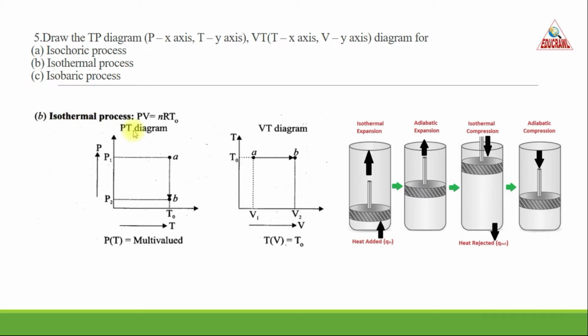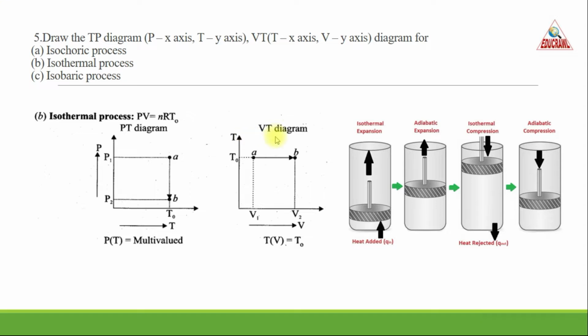You know that for isothermal process the temperature is constant. So here in x-axis you are taking temperature, y-axis you are taking the pressure. See the diagram, when the pressure is increasing from P2 to P1, the temperature is constant. So you get a straight line. The graph for PT curve for isothermal process is a straight line parallel to y-axis.